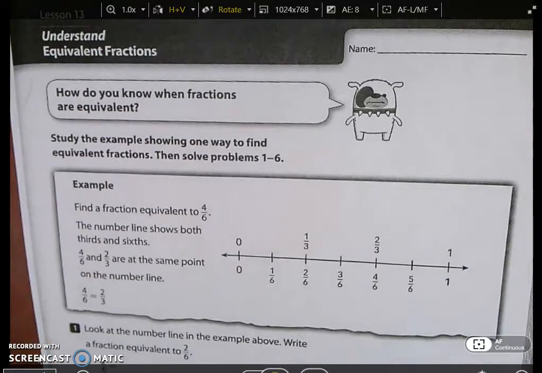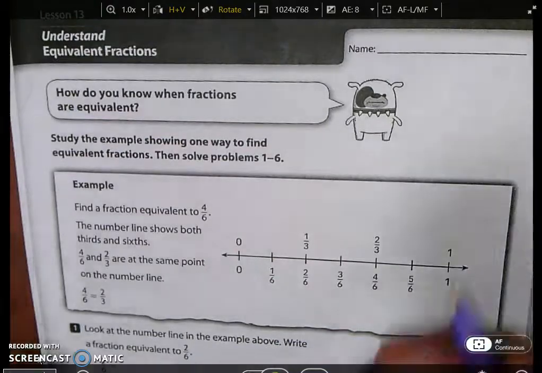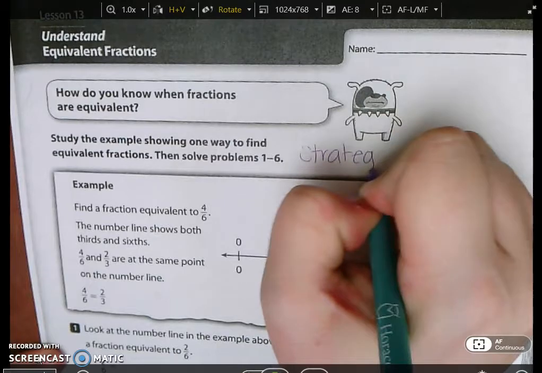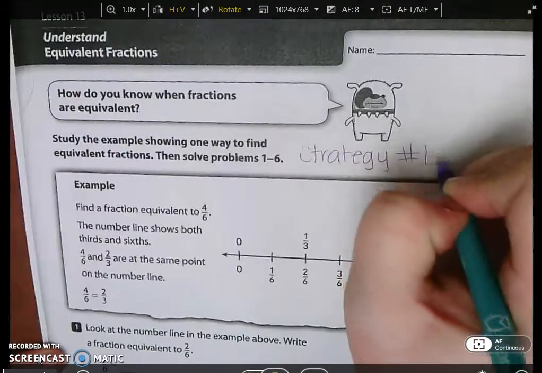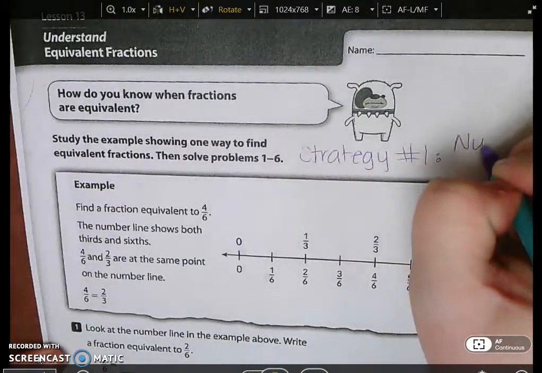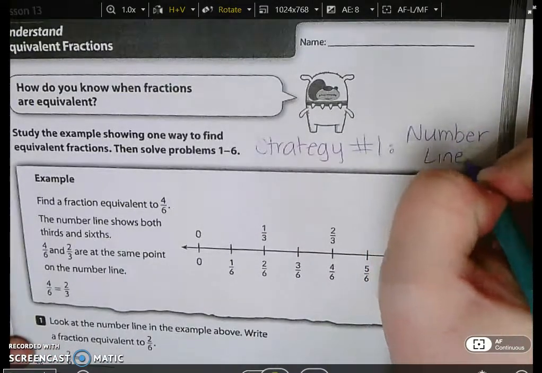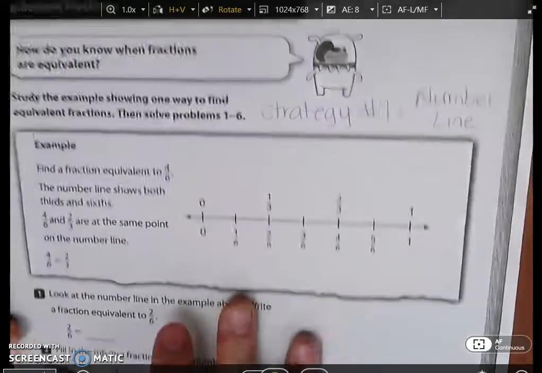Alright guys, in this video we're going to talk about equivalent fractions. There are a few different strategies you can use. The first one I'm going to talk about, strategy number 1, is using a number line, and using a number line to help us determine these equivalent fractions.